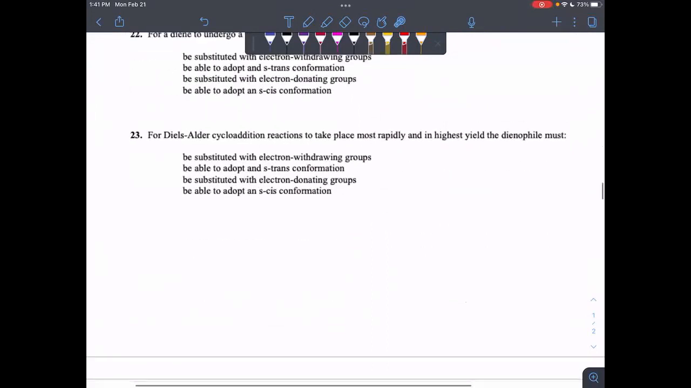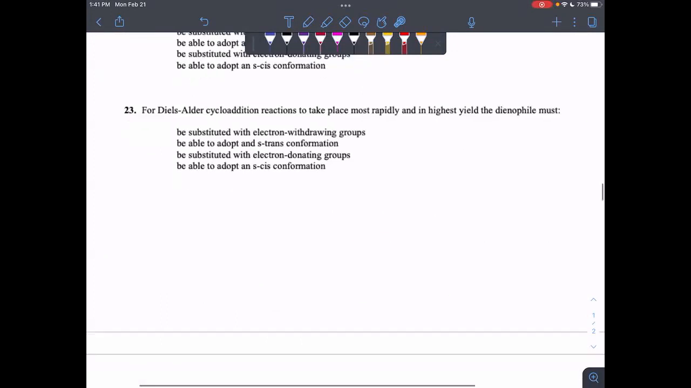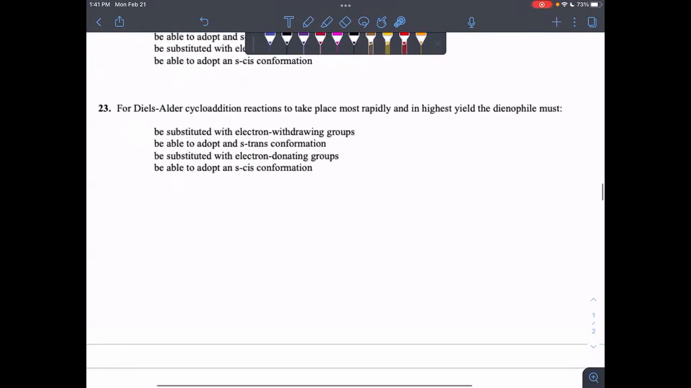So for a Diels-Alder cycloaddition to take place the most rapidly, what must the dienophile be? The dienophile. So to speed up the reaction, you attach electron withdrawing groups to dienophiles, and then what do you attach to dienes to make it faster?